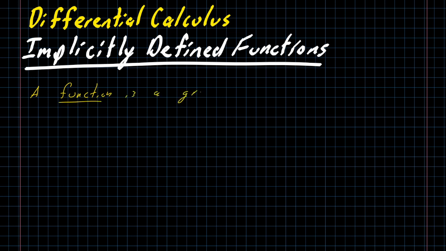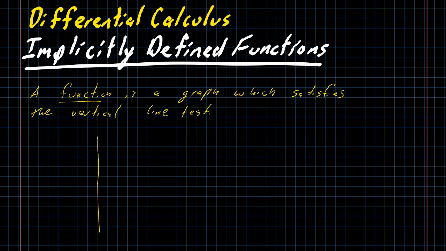is a graph which satisfies the vertical line test. And yeah, we can write out the more technical definition. A function is a relationship, a rule that assigns every value in one set called the domain to exactly one value in a second set called the range, but that doesn't really matter all that much, so I don't want to get into it.